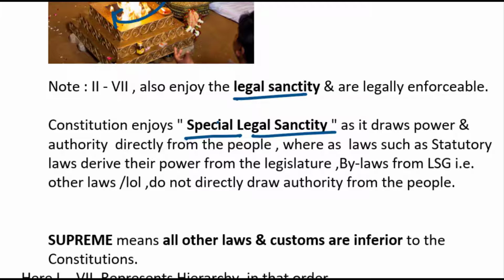Well, if you want me to take an example, then we can take the example of talaq-e-biddat, the instant talaq, which was practiced by Indian Muslims.